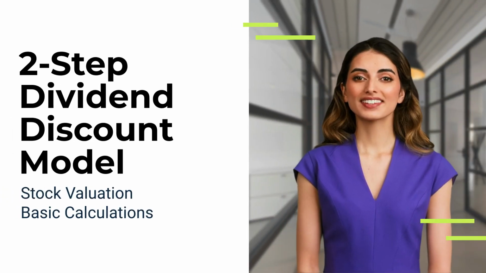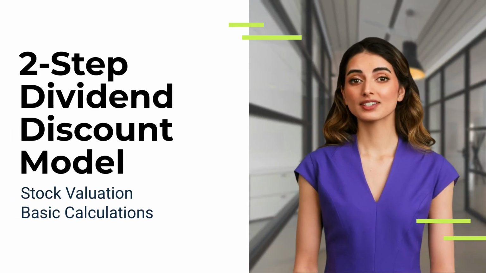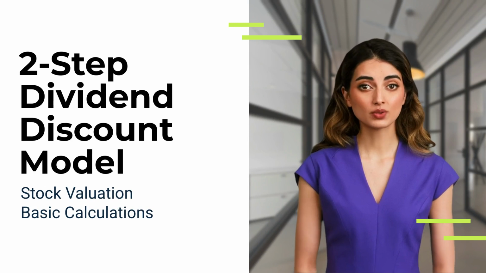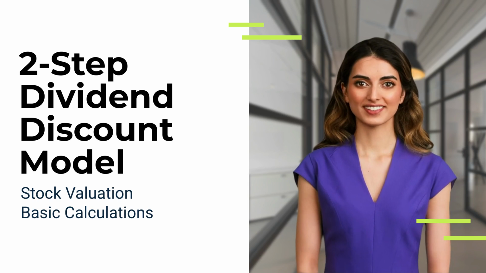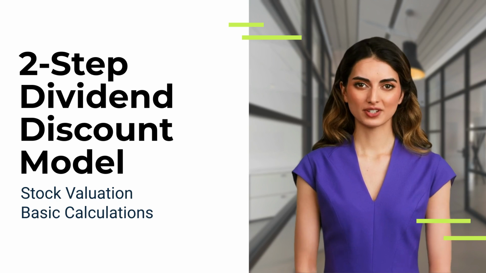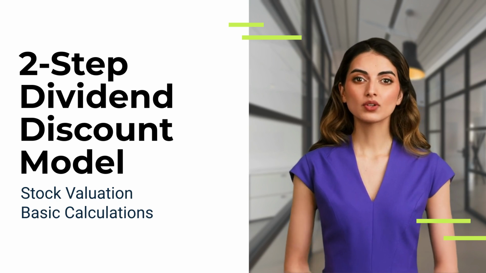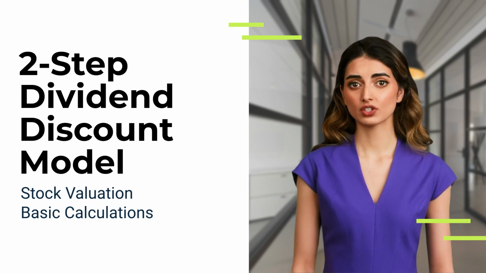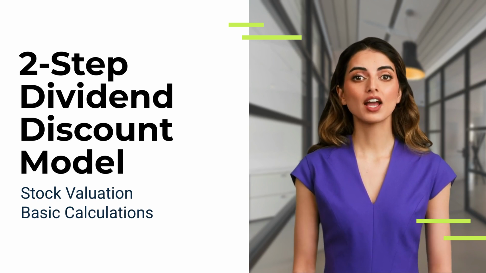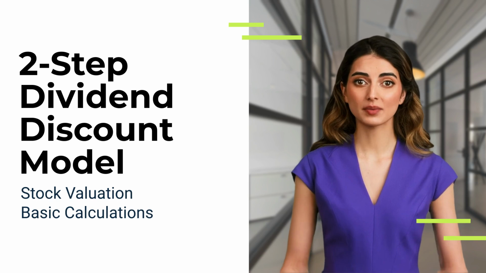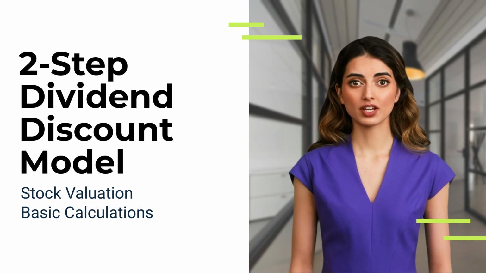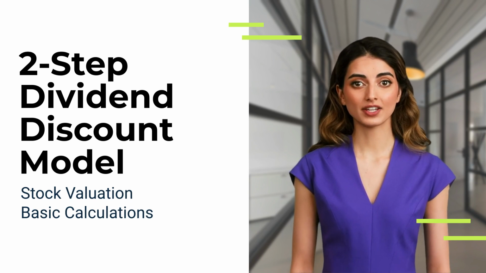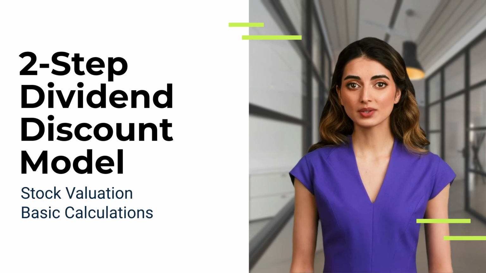Hello everyone! Today, we're tackling the two-step dividend discount model, an essential tool for valuing companies experiencing high growth before stabilizing. Don't worry, it's simpler than it sounds, and by the end, you'll feel confident using this model. We'll walk through how to calculate the dividends during the supernormal growth period, the terminal value at the end of this high growth period, and finally, the present value of all these cash flows to determine the stock's intrinsic value. Let's dive into a real-world example.